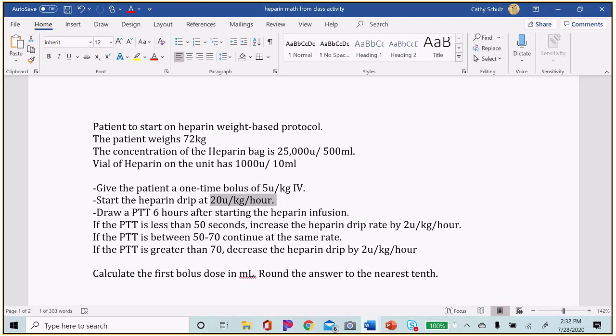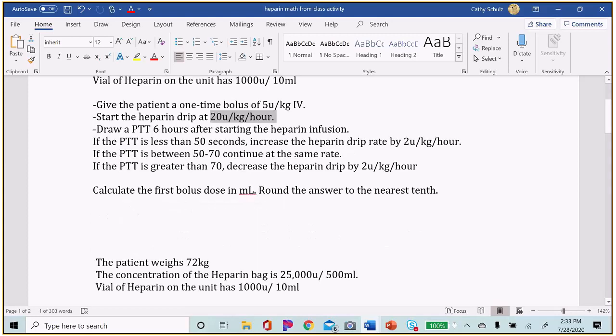So here it says, if the PTT is less than 50, we would increase the heparin drip by 2 units per kilogram per hour. If it's between 50 to 70, we would continue at the same rate. So that means we would stay at the 28.8. And if it was greater than 70, then we would bring the drip down by 2 units per kilogram per hour. And then we're always going to calculate to the nearest tenth.